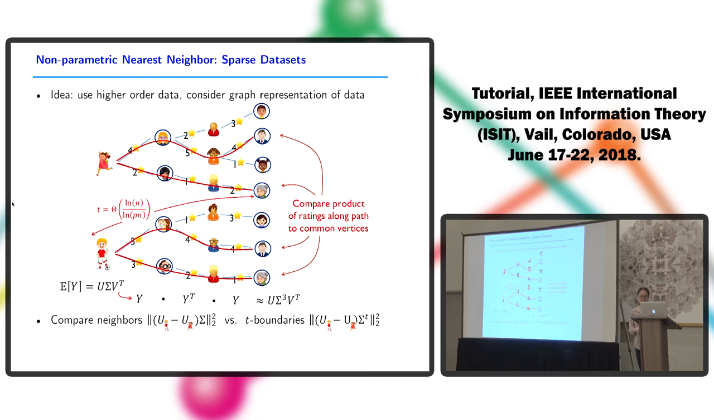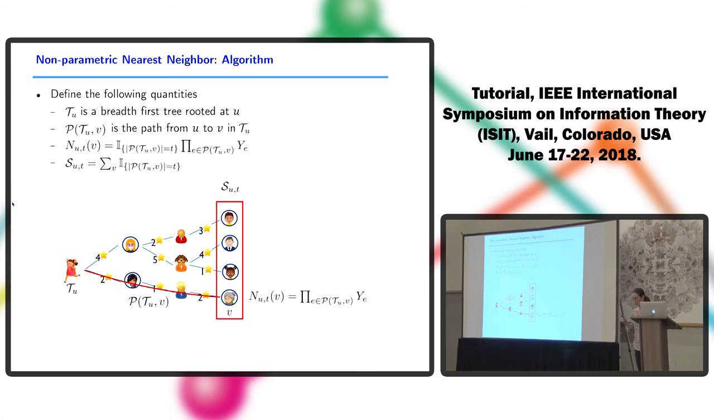I'll present the algorithm in a little bit more detail. I'll define a few quantities. First of all, let T sub U be the breadth first tree rooted at U. So here Alice will be U, so T is the tree, breadth first. And P will denote the path, so P T sub U comma V is the path from U to V in the tree rooted at U. And N sub U comma t will be the vector representing the distance t boundary of the tree rooted at node U.